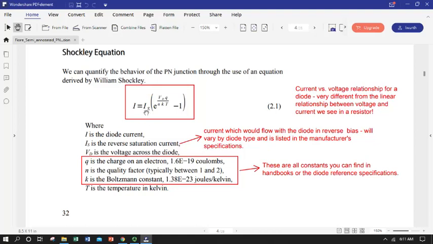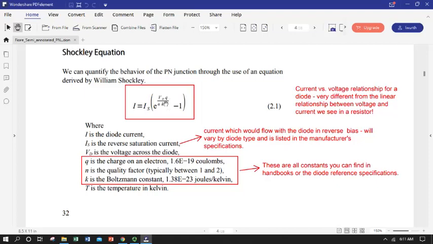And so I sub S is the amount of current that will flow backwards through the one-way valve, which isn't very much. It's orders of magnitude less than what we can get in the forward direction, hence the one-way. So I sub S is called reverse saturation current, the current which would flow through the diode in reverse bias. This is a characteristic of the particular diode, so it'll vary by make, and it's listed in the manufacturer's spec. So that's our coefficient out front.